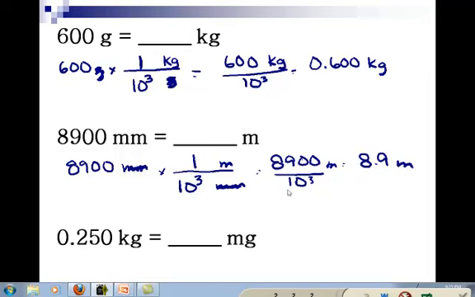Do you have to go through this every time? No, once you get this part, if you get right to 8.9, I can see what you're doing.